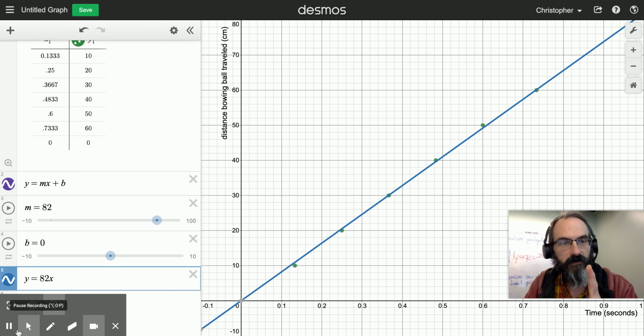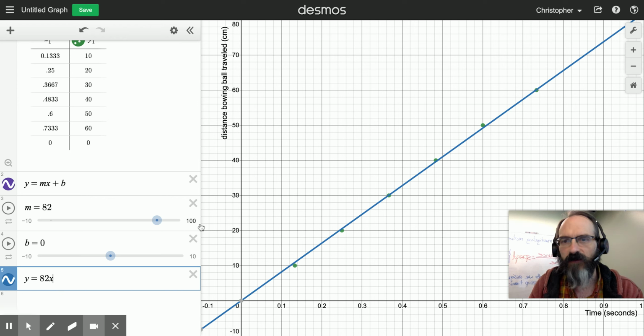Yours will not be 82 because you should not be using the same data that I am. But you should be able to use this technique to find your best fit line. You may need to make the slider value go above 100. You could try 200. That would work too.